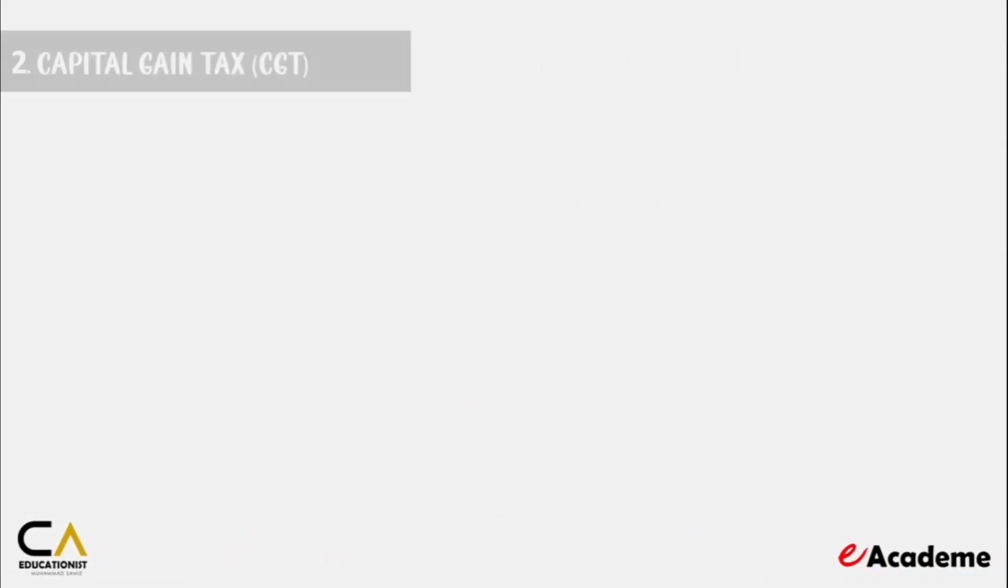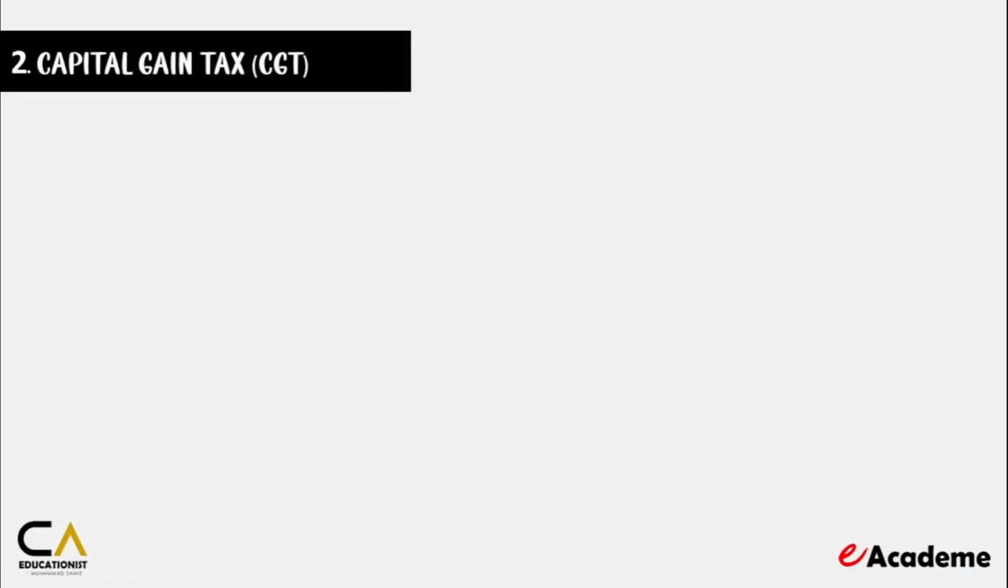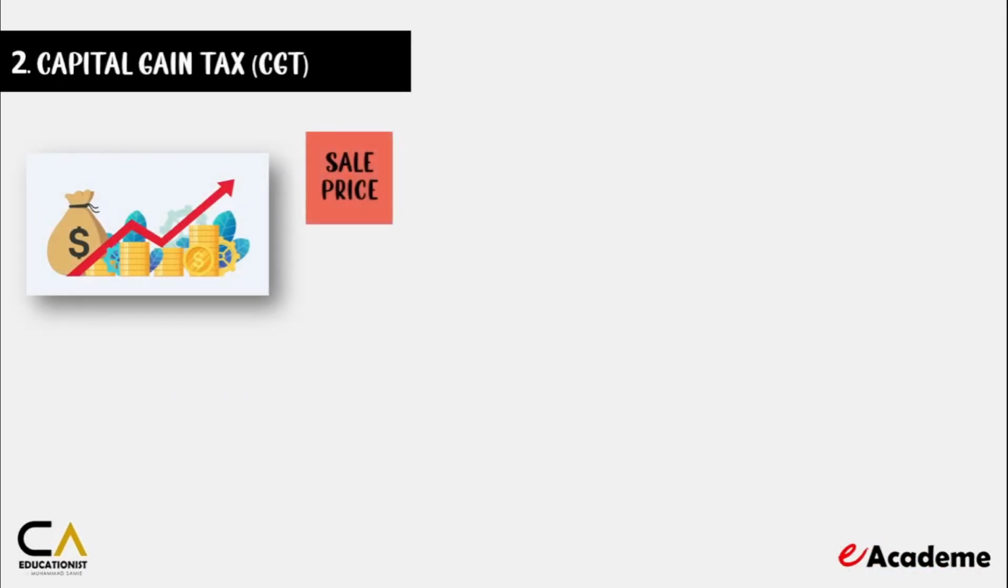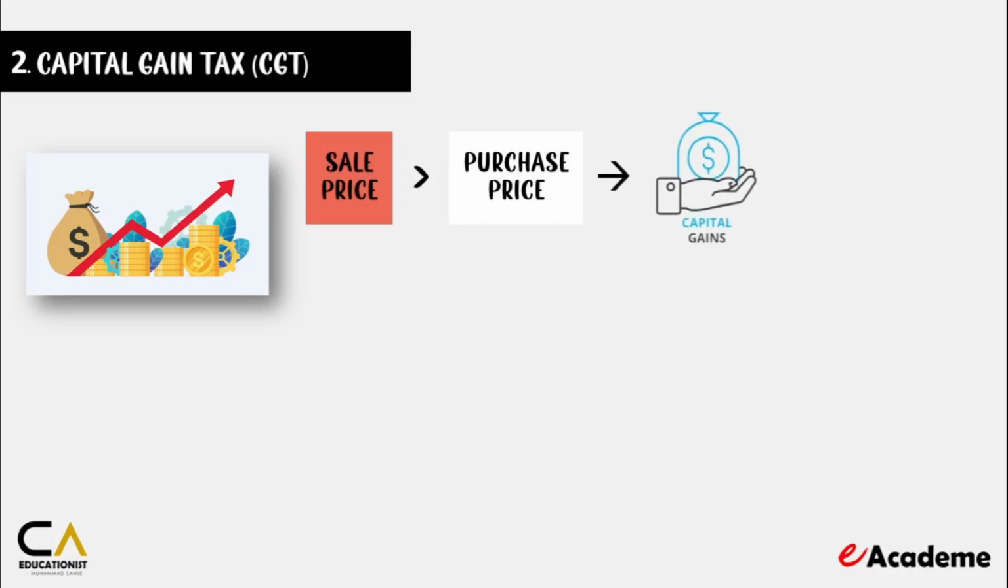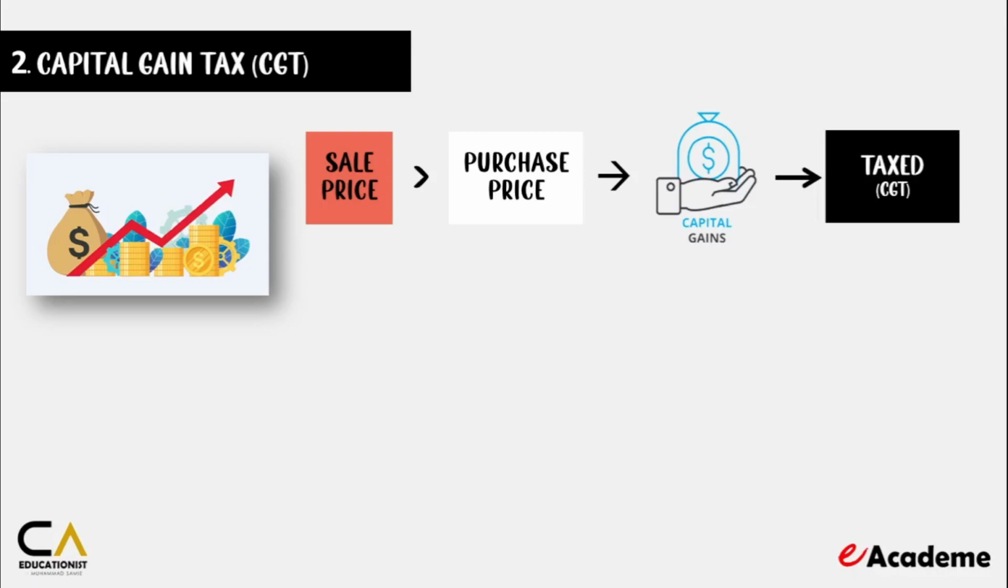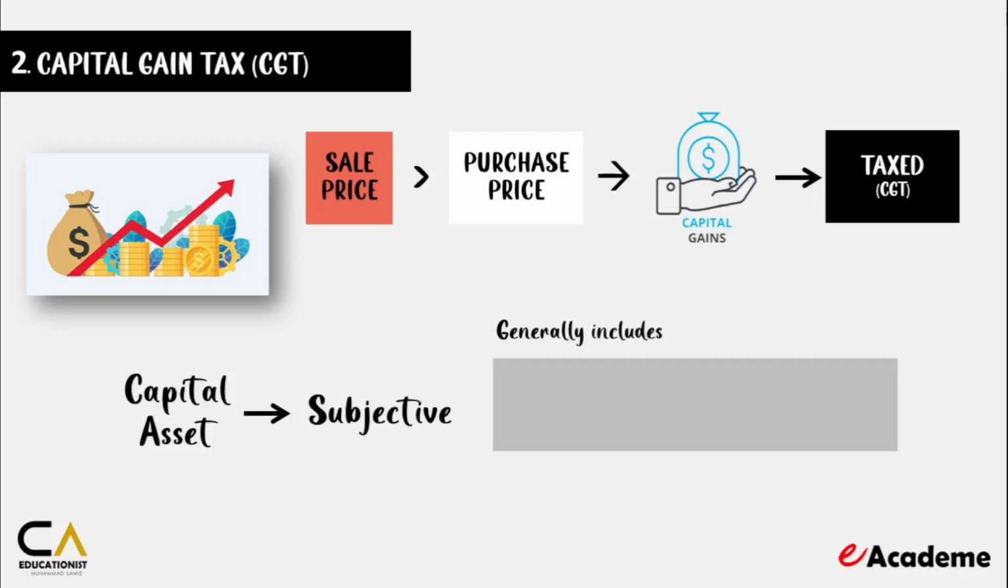Number two, capital gain tax. If a capital asset is sold at a price higher than the price it was acquired for, a capital gain arises. This capital gain is subjected to capital gains tax. What falls in the definition of capital assets and what items are exempt from this tax varies from country to country. Generally speaking, capital assets include securities, precious metals and possessions, and immovable property.